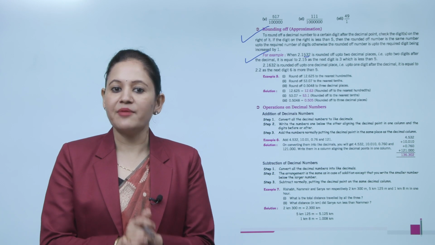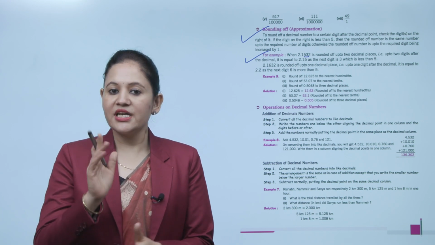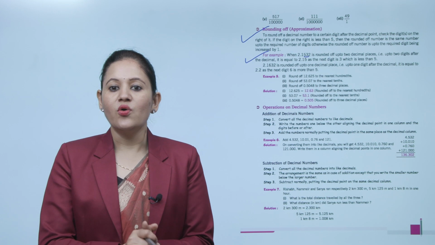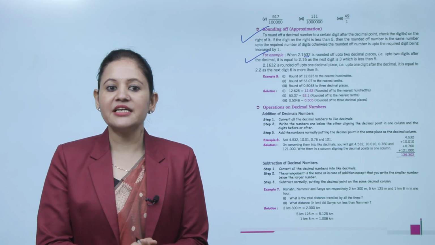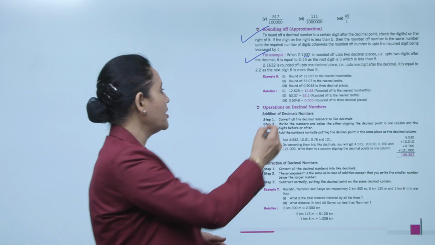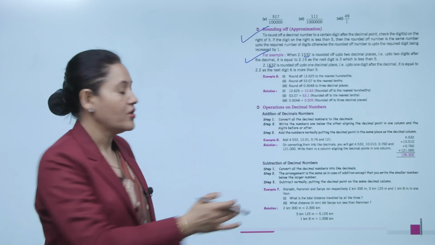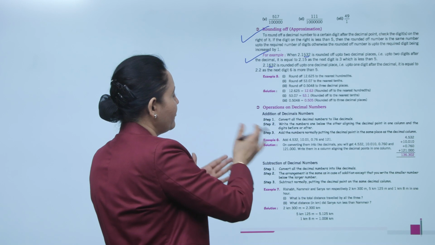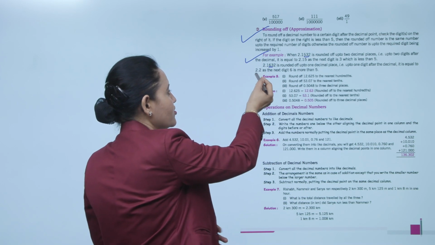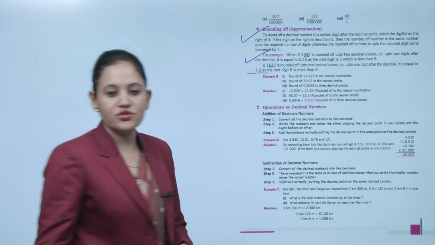2.1632 is rounded off up to 1 decimal place. We have to round up to 1 digit after the decimal. That is equal to 2.2, because the next digit is 6, which is more than 5. So what will we do with the 1? The value will get increased by 1. So that is equal to 2.2.